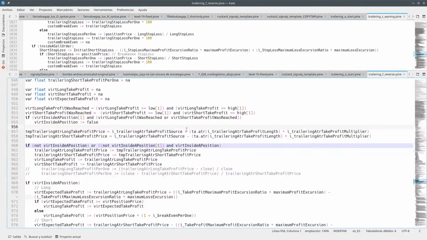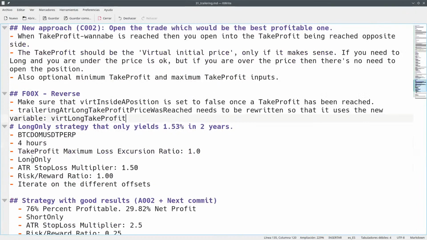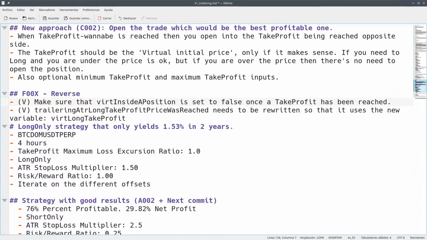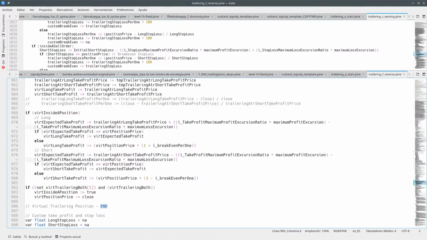Okay, what more do we have here? I have written something else, but I'm not sure. Yeah, make sure that this is, yeah. Okay, we have managed to do this properly. My question is, what the hell happens when this is reached? No. The question is, do we have to reset this? Do we have to reset the take profit?